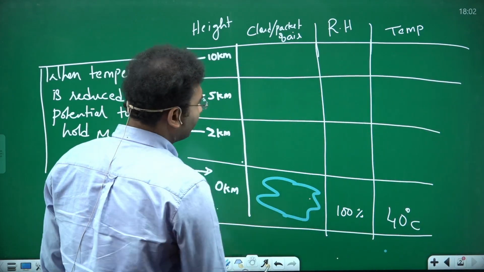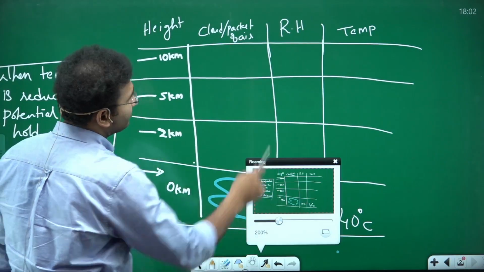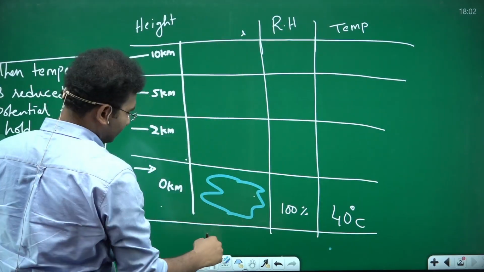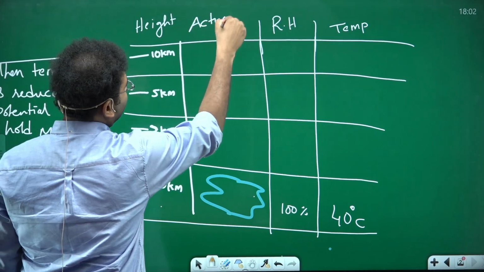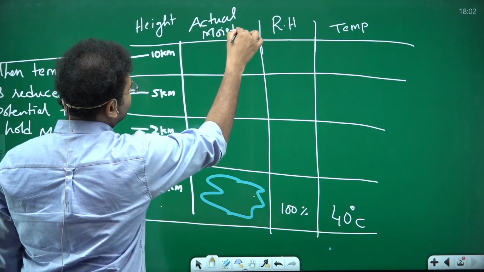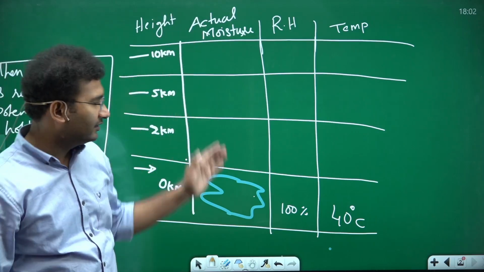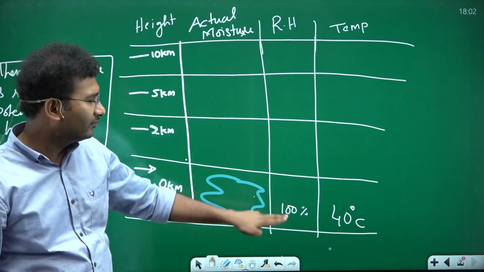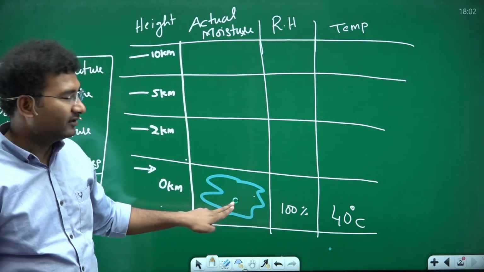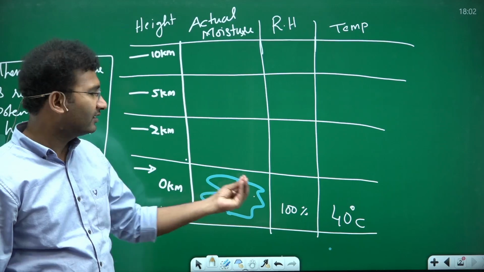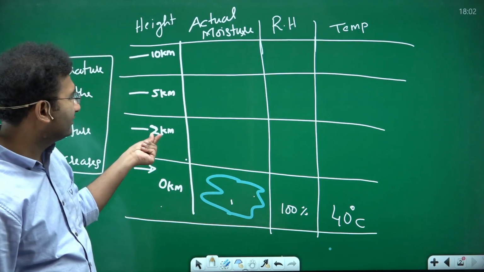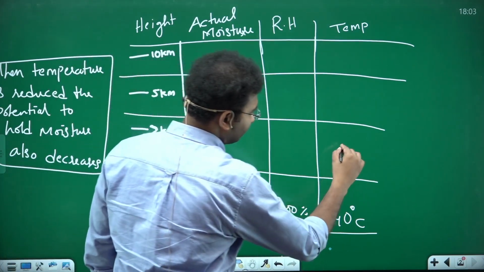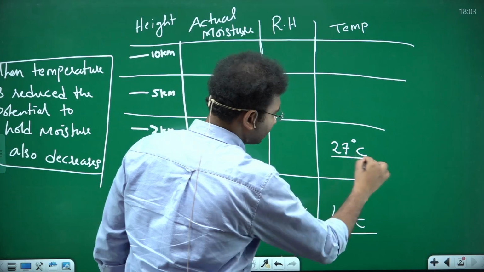I'll add one more column here to make it a little easier for you. This is the actual moisture. If not, in this, how much moisture is present? This is the actual moisture. Let's say the potential to hold of this particular cloud is 100% and the relative humidity is 100%. Now if I go to 2 kilometers height, the temperature would be reducing by 12 or 13 degrees Celsius. The temperature here is 27 degrees Celsius, right?